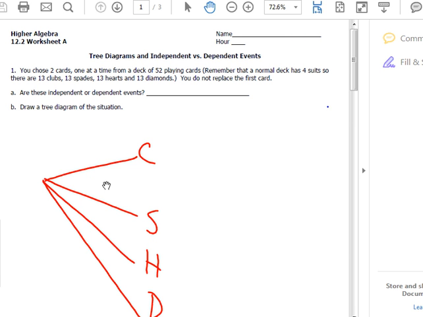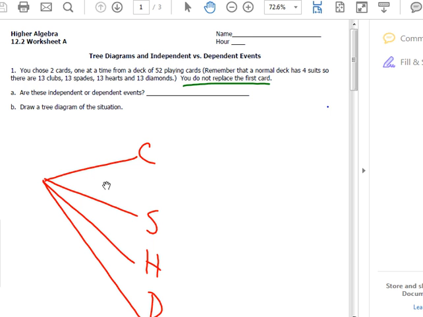Yes, there is one less card. That's very important. It says you do not replace the first card. Very good. But that wouldn't be that much more complicated. But I don't know whether I'm going to get a club, a spade, a heart, or a diamond. So you have to have a contingency possibility for each.